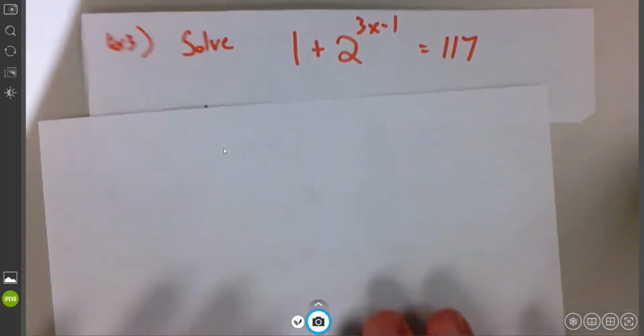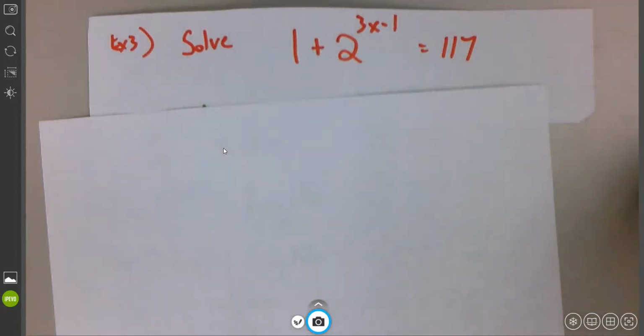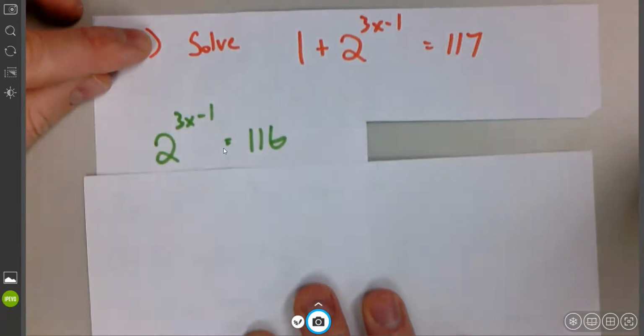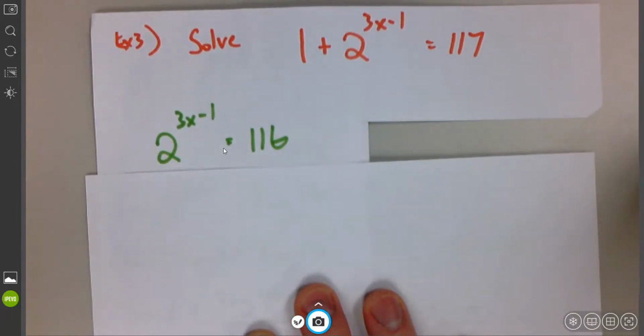I'm going to show you one last thing. We're going to solve this equation together. I'm going to do it 2 different ways, and I'll let you decide which way is more appealing. Which way would you attack it? Here's the actual equation: 1 plus 2 to the 3x minus 1 power equals 117. Both ways are going to start with the same thing. I'm going to subtract that 1 to the other side, and it looks like this.